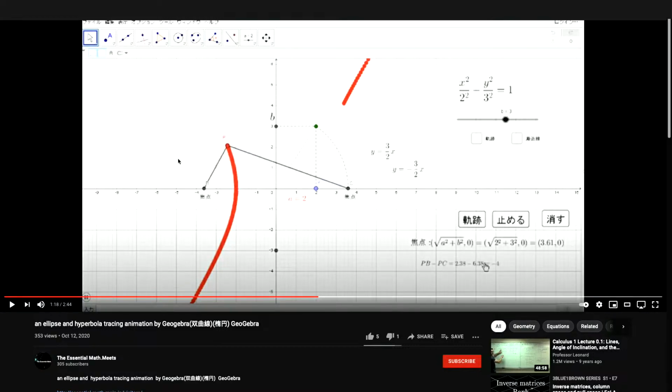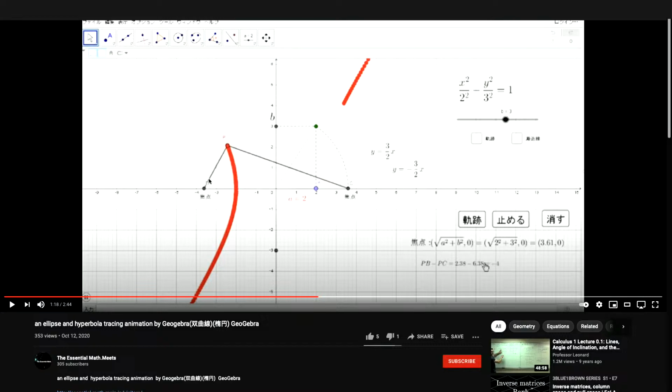if I were to find the distance between the focal point right here and the point on the curve, let's say that that distance is 10. Now from that point down here to this focal point, let's say that the distance is 2.